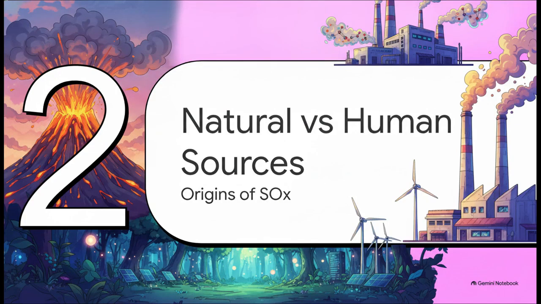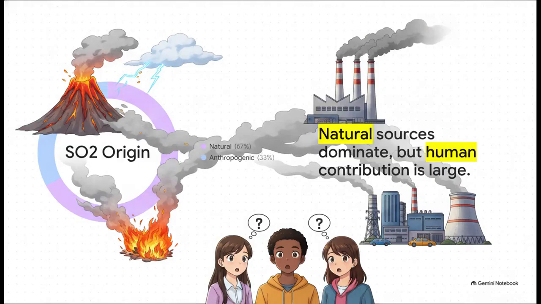Moving right along to Section 2, Natural and Anthropogenic Sources. Let's look at where atmospheric SOx actually comes from. This breakdown usually surprises people. Contrary to what you might assume, a massive 67% of atmospheric SO2 comes from entirely natural sources, while only 33% is anthropogenic, meaning human-generated. Nature is actually the primary emitter here. But, as we're going to see very shortly, that definitely doesn't mean our human contribution is harmless.